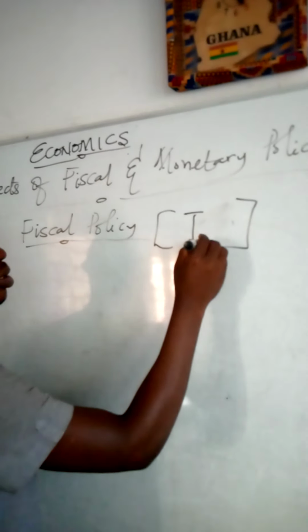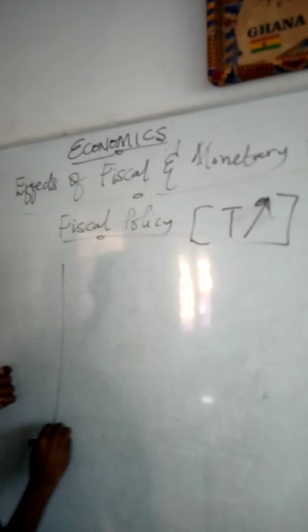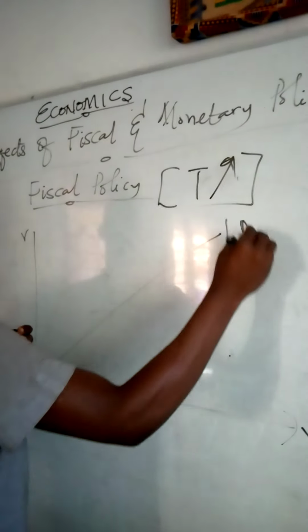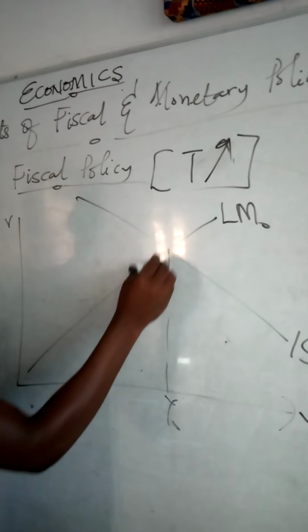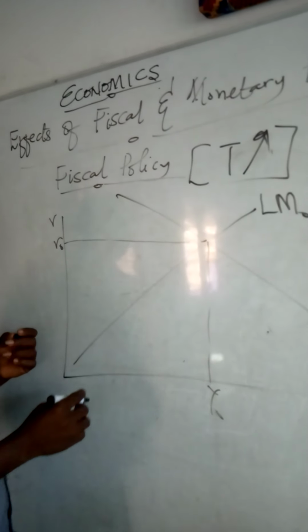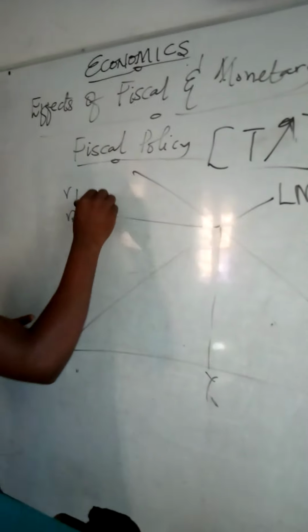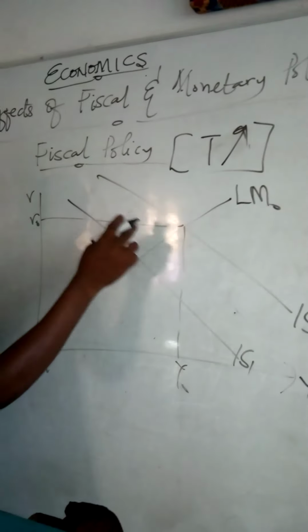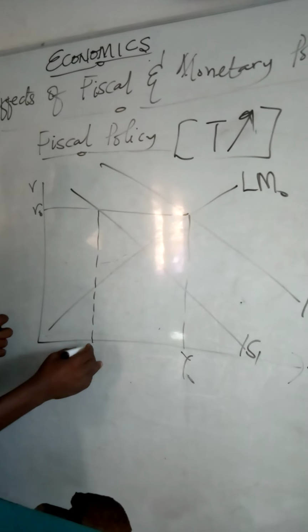Now you look at the other component of the IS, which is tax. Here, government chooses to increase tax. We have our Y and our interest rate, with our LM0 and our IS0, and this is our initial equilibrium and the initial interest rate. An increase in tax will reduce the IS, so it will shift it downwards. This is our IS1, but at this existing interest rate, output will be here as a result of an increase in tax.